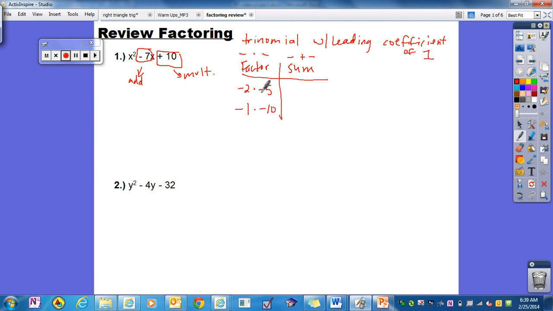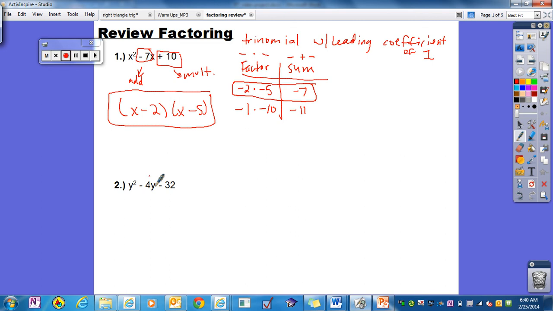I could also have negative 1 times negative 10. But negative 2 plus negative 5 is negative 7. Negative 1 plus negative 10 is negative 11. So these are the two factors that I want. When I take this trinomial and factor it out, it's going to factor into x minus 2 times x minus 5.